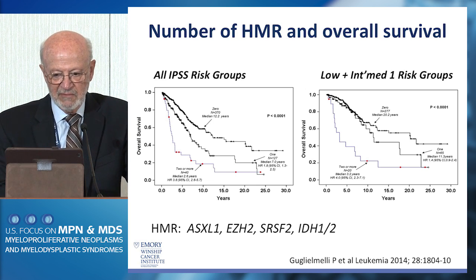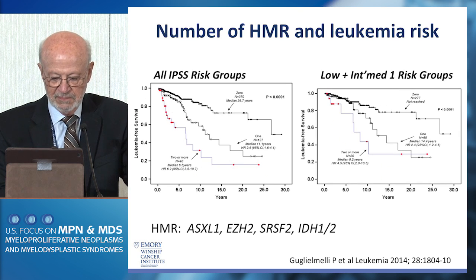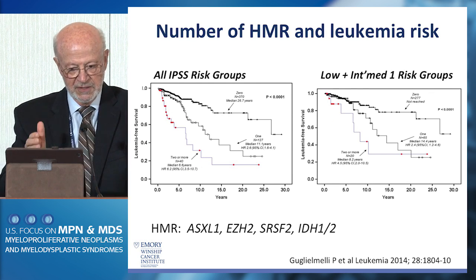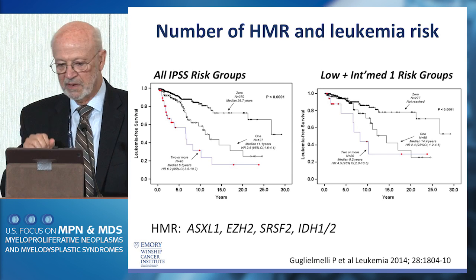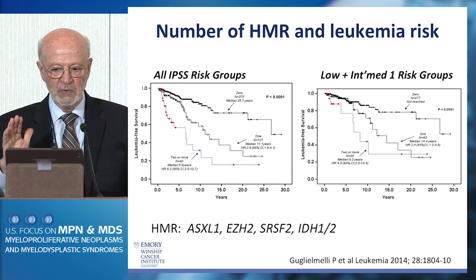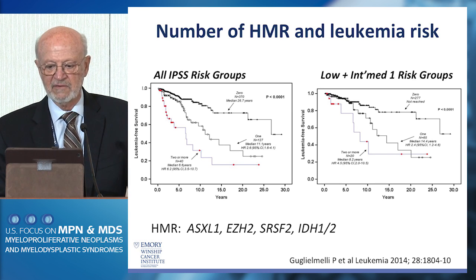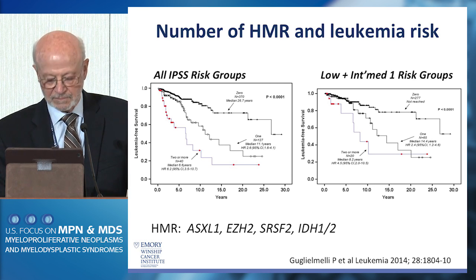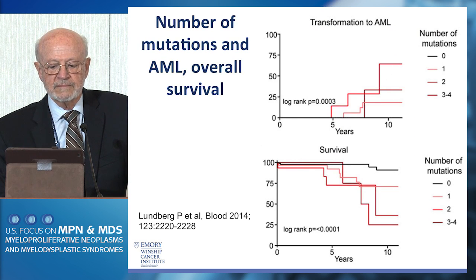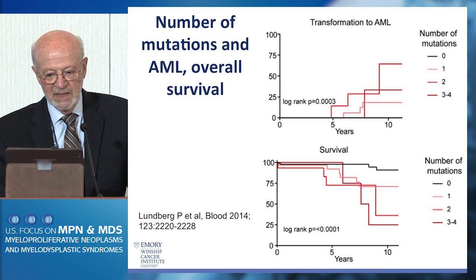This is overall survival. This is the same scheme applied to leukemia risk and the same proportion of patients. So, 1 in 20 of your patients, for instance, who normally you would have thought as low or intermediate risk, is now identified as having somewhat higher risk or significantly higher risk. This is not the only study that's shown this.